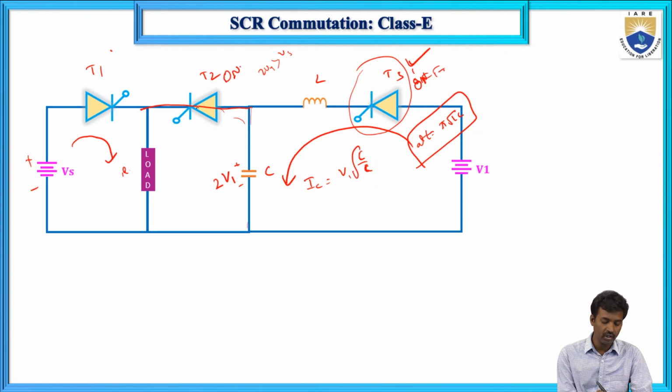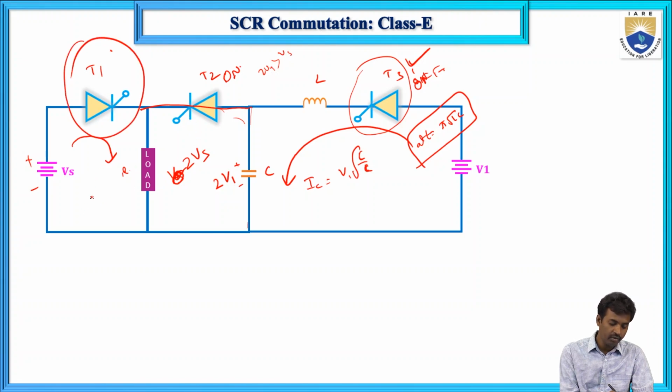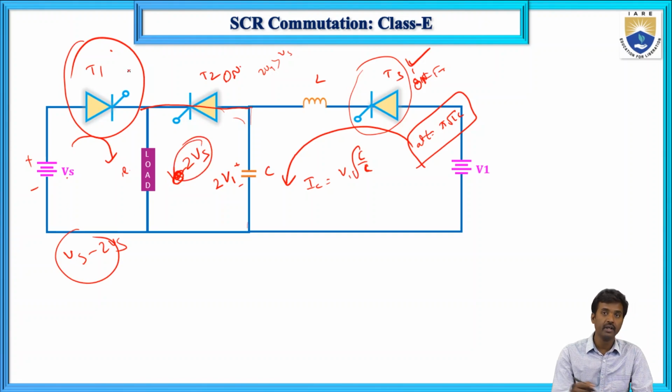So now when I turn on T2, this load voltage equals Vs minus 2Vs. Here this voltage, Vs minus 2Vs, is applied across T1. When you turn on this T2, Vs minus 2Vs is applied across the T1. So now here 2Vs is always greater than Vs, which means we are applying a negative voltage to this T1.